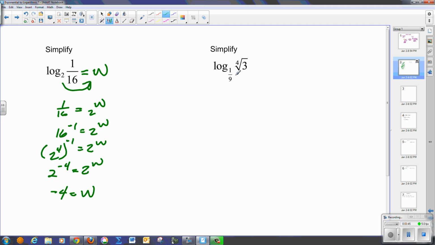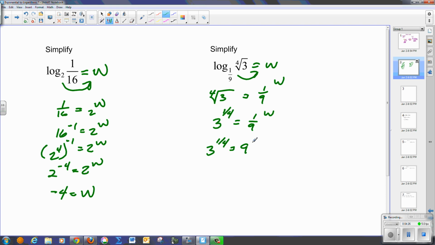What power of 1/9 is the fourth root of 3? I have no idea. Once again, I'll throw my w down and slide my base. So 1/9 to what power is equal to the fourth root of 3? Don't know. So what I'm going to do is change this from radical to exponential. I have 3 to the 1/4 equals 1/9 to the w. I'm going to need to get these in either a base of 9, 1/9, or 3. 3 is probably the easiest base, so that's 3 to the 1/4.